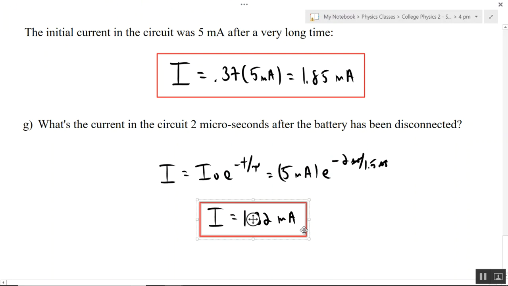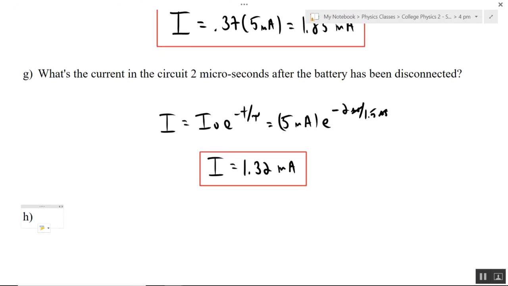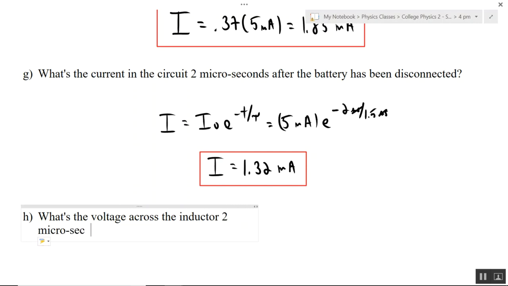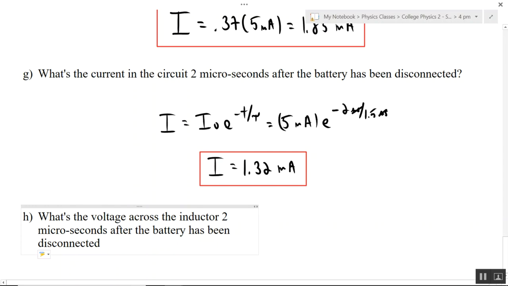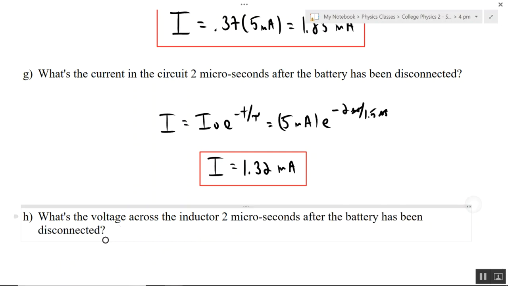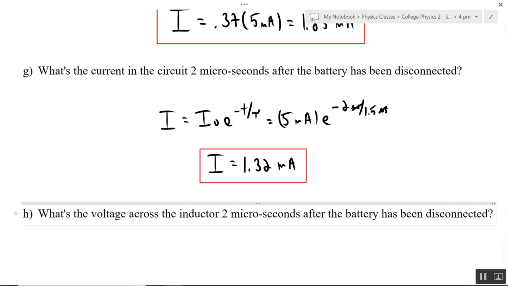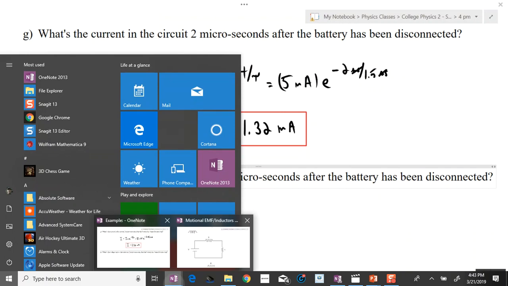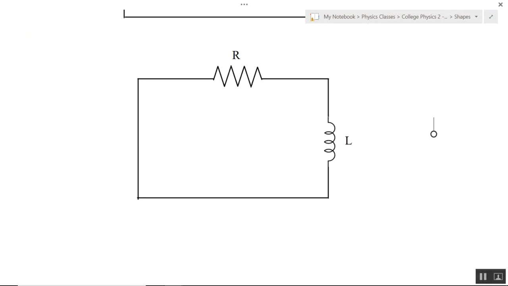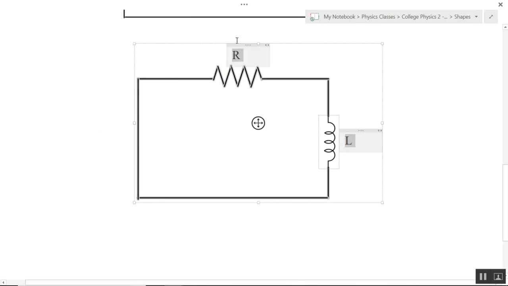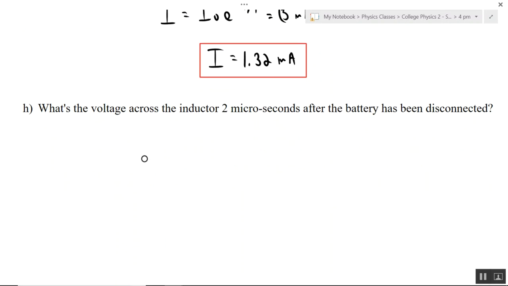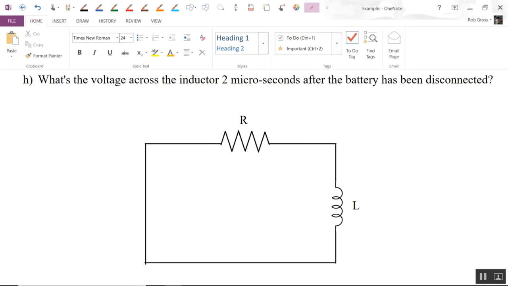The last part, and then you can take your break, is what's the voltage across the inductor, 2 microseconds after the battery has been disconnected? All right, let's look at a picture of what the circuit looks like. I kind of went over something similar to it for discharging RC circuits. In fact, it's just about the same explanation, except you're doing it with an inductor instead of a capacitor. All right, this is the circuit without a battery.